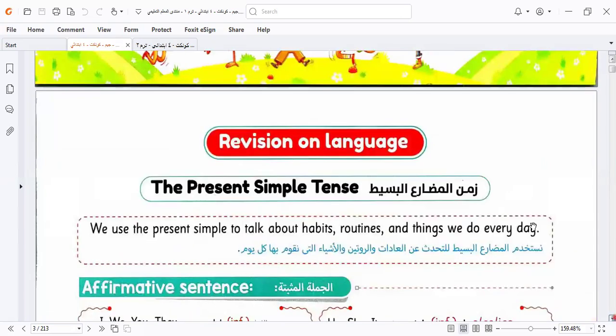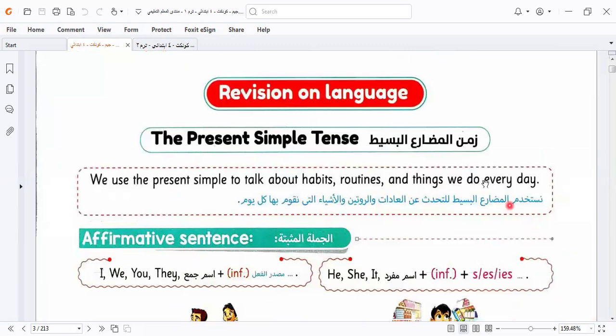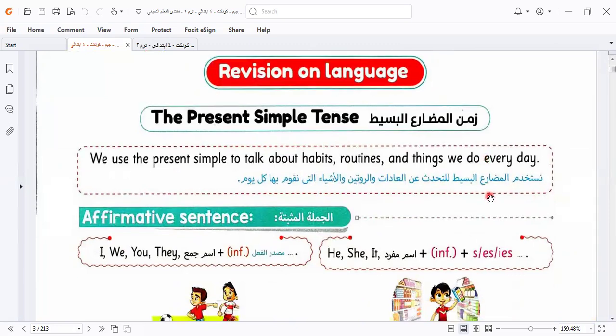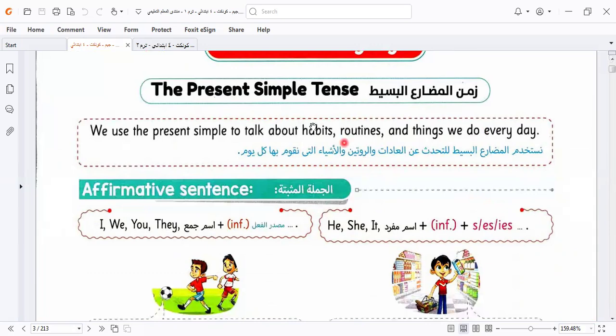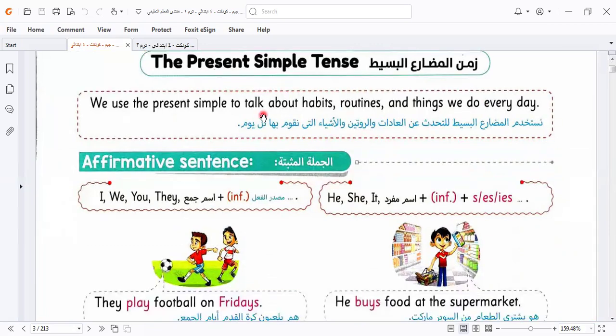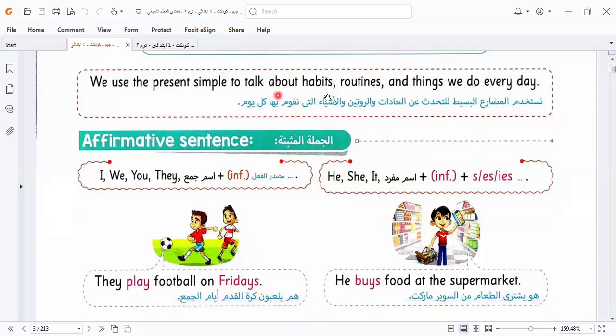Before I go to the first unit, I would like to make a quick revision of grade 3 grammar, to remind you what we took in grade 3, because it's related to the grammar that we will take this year in grade 4. Last year in grade 3, we took the present simple tense. We know when we use it: to talk about habits, routines, and things we do every day.